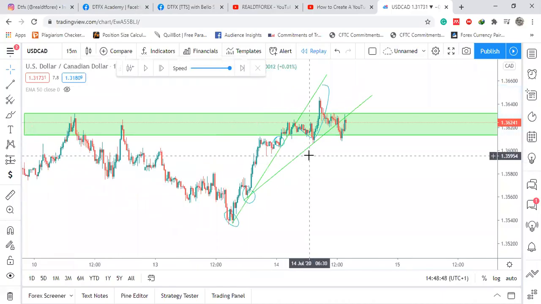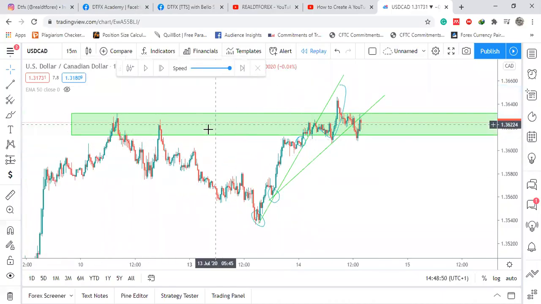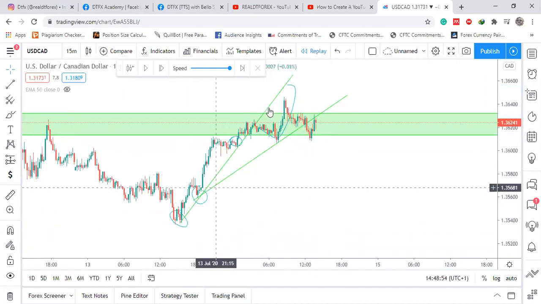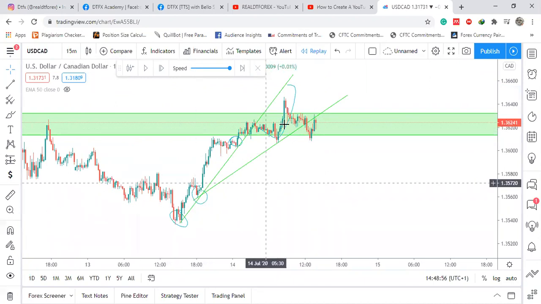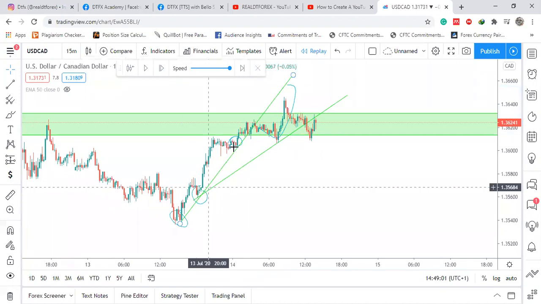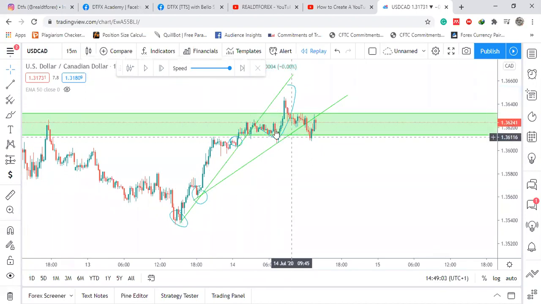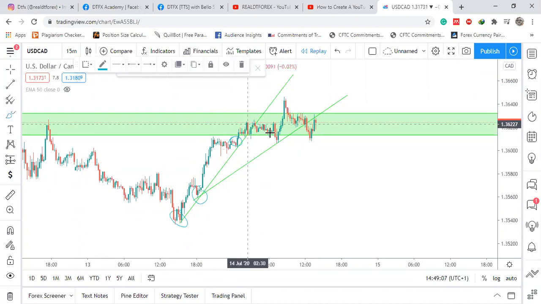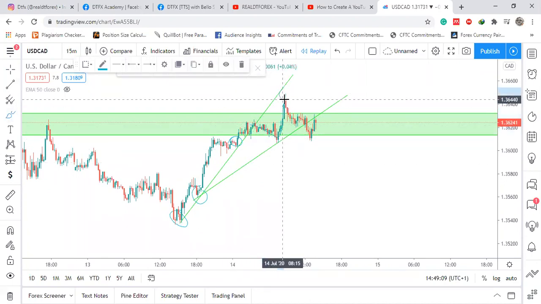Once you identify your structure on the higher time frame, you come to 15 minutes, draw your trend line, first touch, second touch, and wait for the breakout. You can see this trend line is first, second, third touch before it broke out eventually. And it broke out and went up to around this area.